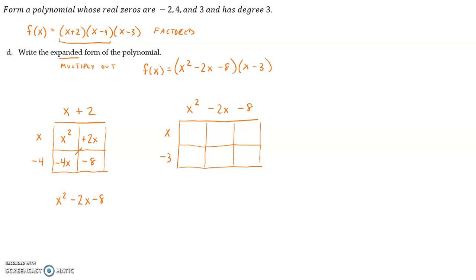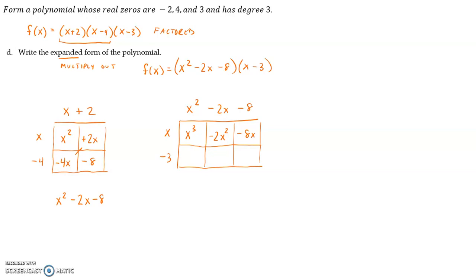Alright, so let's go ahead and fill in the top row. We're going to take this trinomial and multiply each term by x. Be careful with your exponents here. X times x squared is going to give me x cubed. X times a negative 2x will give us a negative 2x squared. And x times negative 8 is a negative 8x.